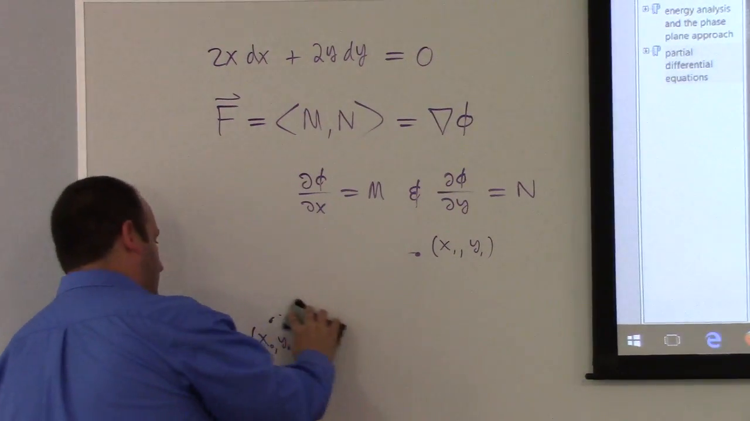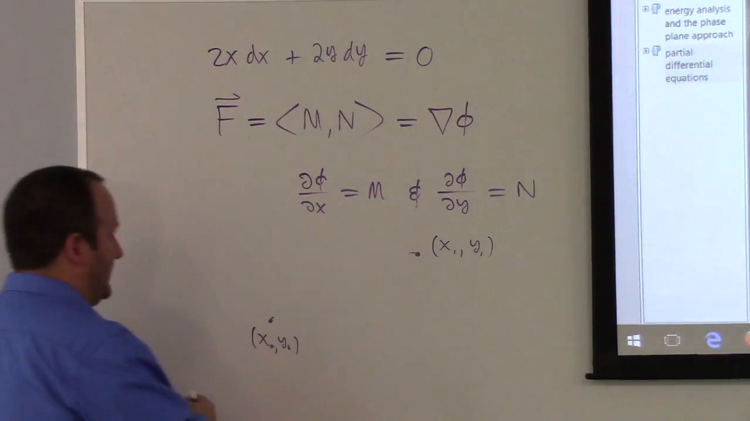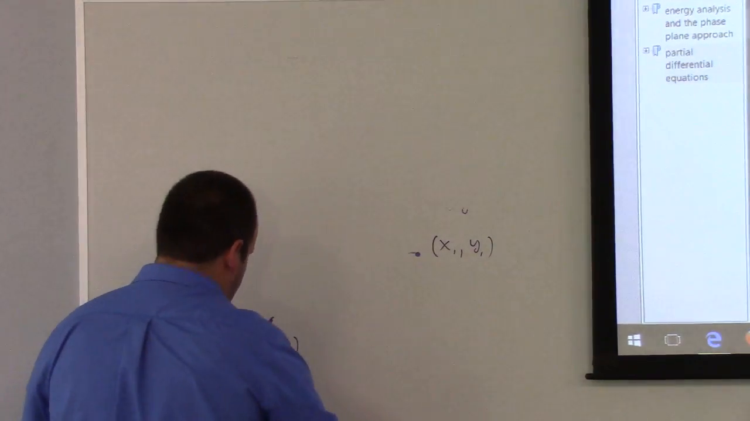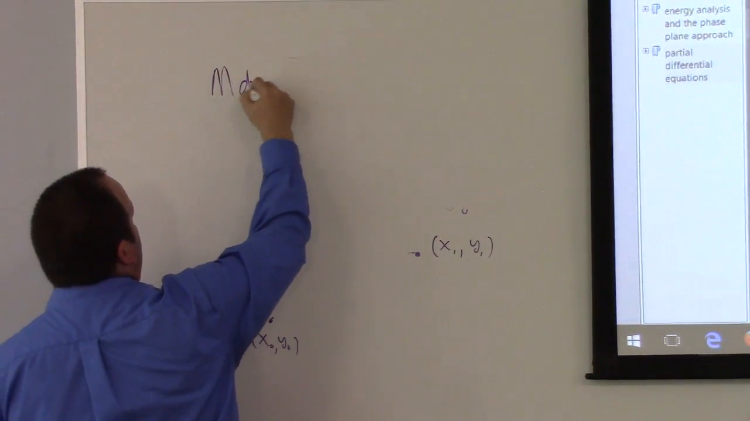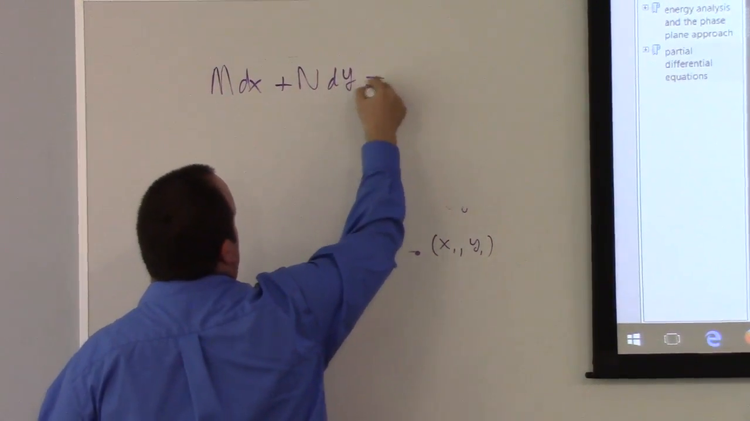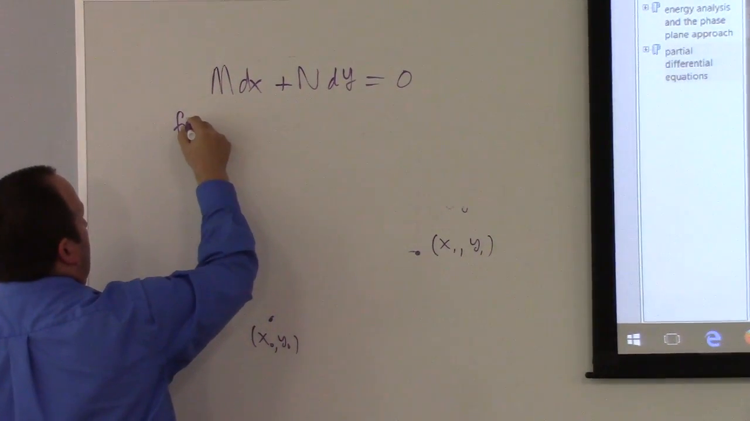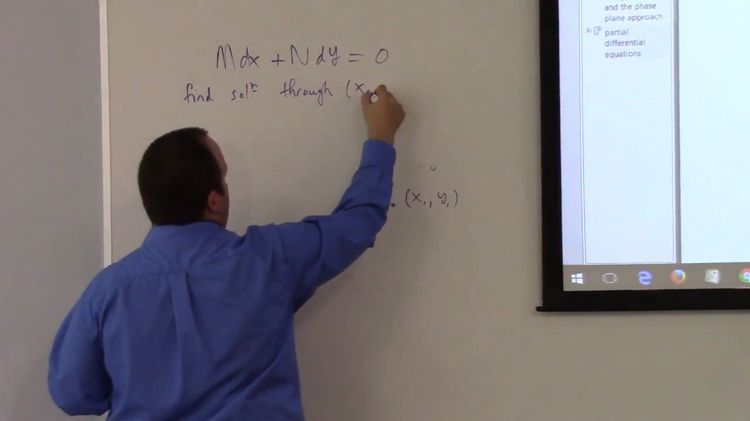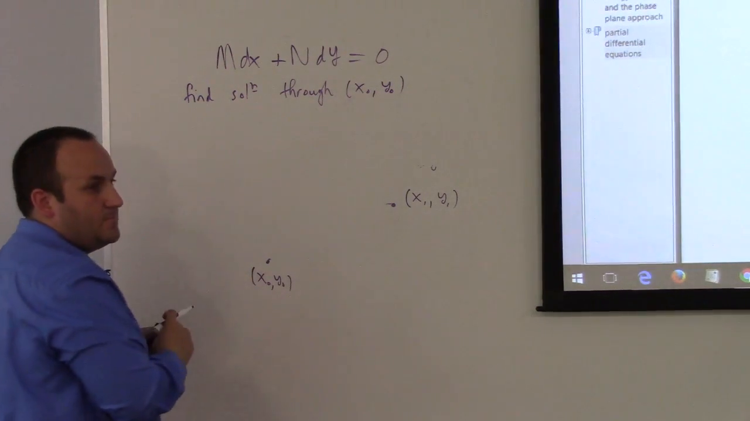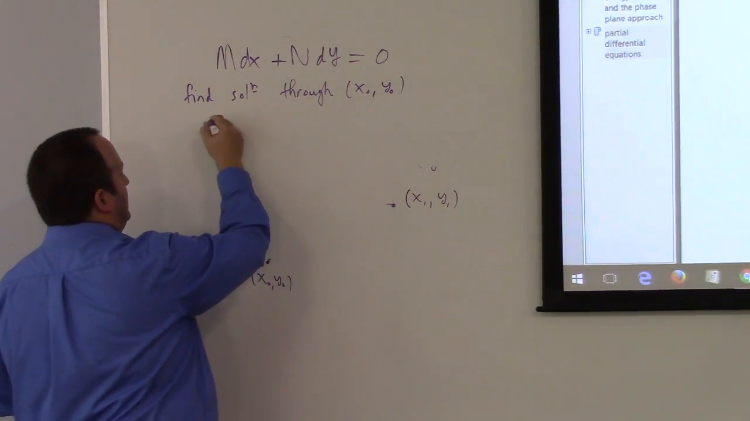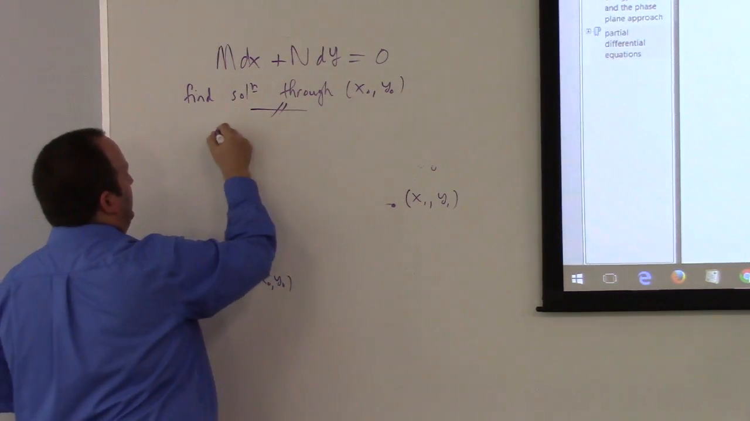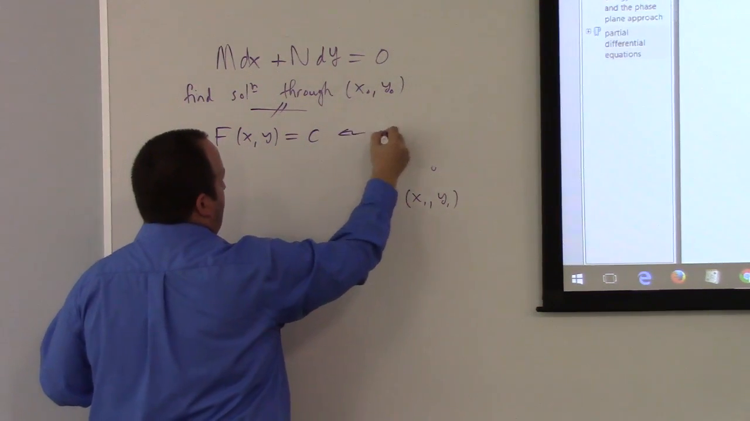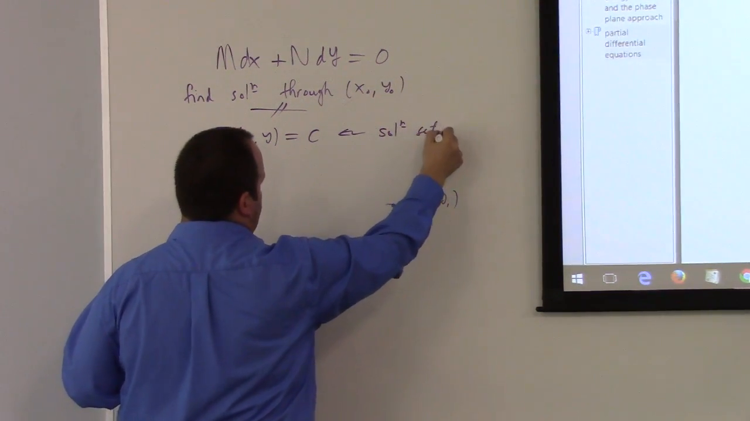So suppose we're looking at, just to give you guys context here, let me start at the beginning. We're considering the differential equation. It's an exact equation, m dx plus n dy equals 0. We want to find a solution through x naught, y naught, all right? And so what we're looking for basically is the function f(x, y) equals a constant. This describes the solution set, right?